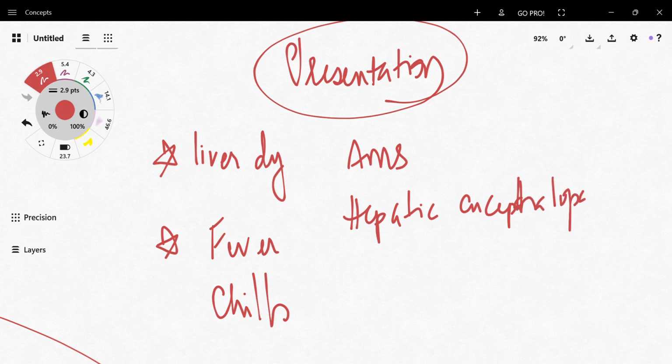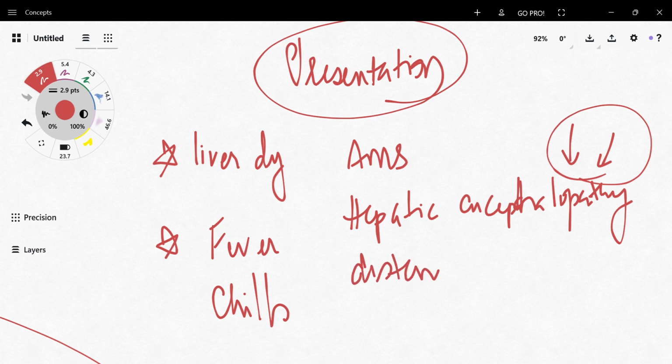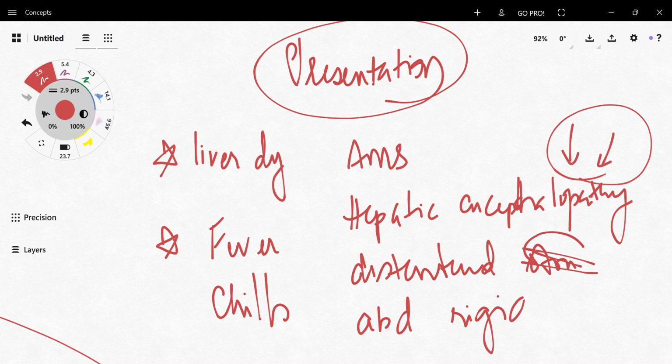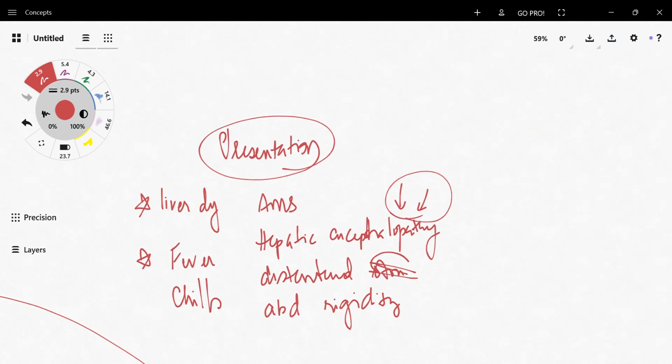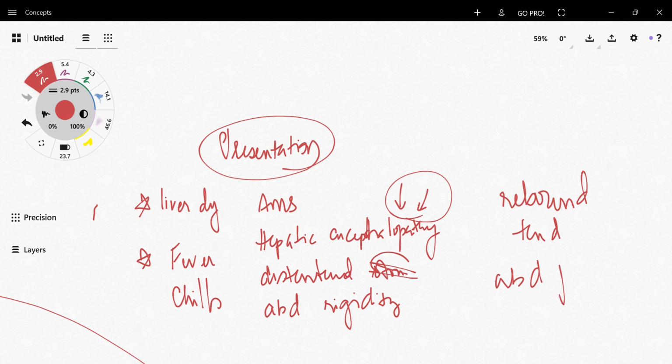This is both because of the infection itself and because of some degree of hepatic decompensation. They're going to have a distended stomach, right? Like distended belly, more like distended abdomen, and they're going to have abdominal rigidity. They're going to have rebound tenderness, abdominal pain. So this is how SBP presents.